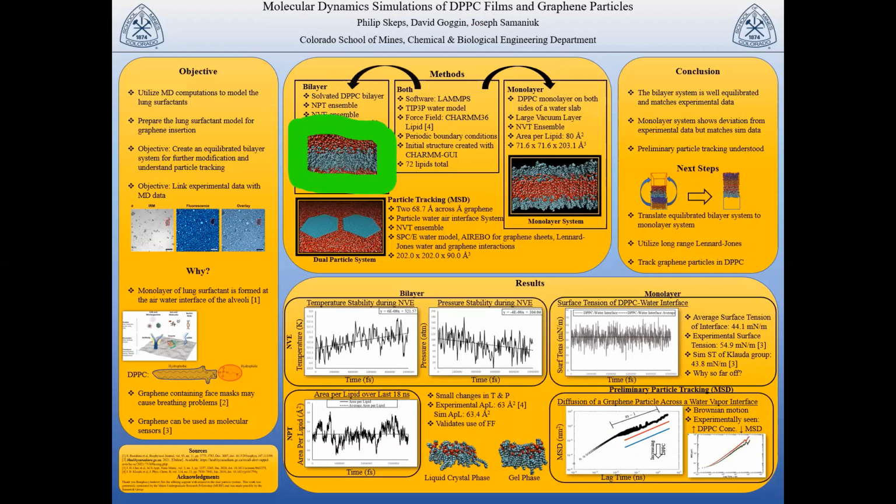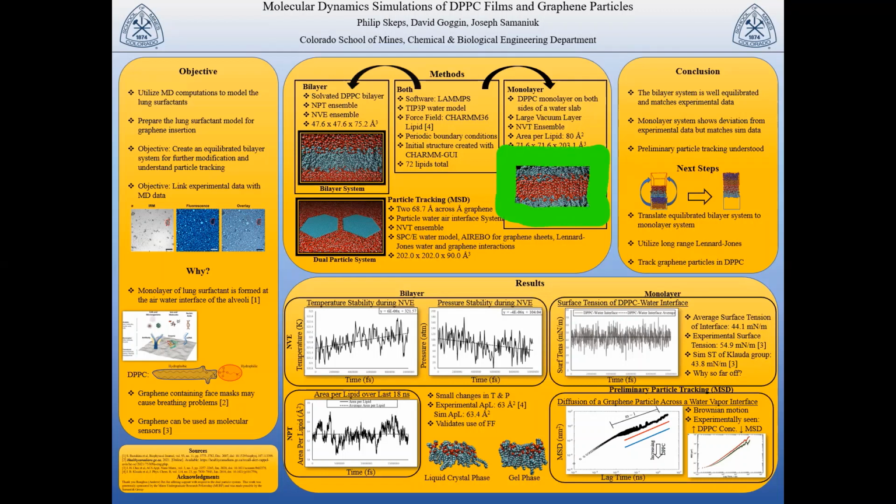An NPT ensemble barostated to 1 bar for 20 nanoseconds was used to collect data on the area per lipid. An NVE ensemble was run for 10 nanoseconds after the NPT ensemble to determine how equilibrated the final structure was.